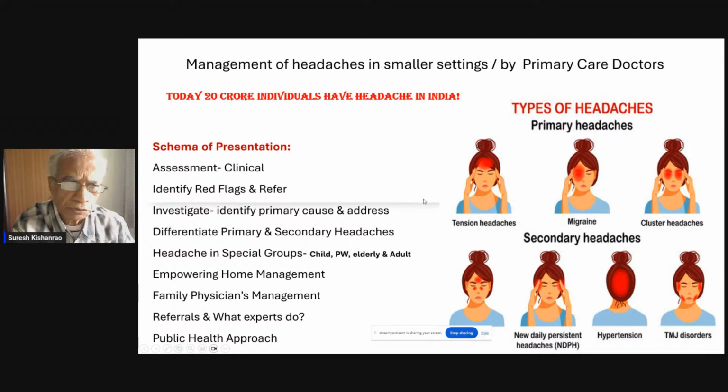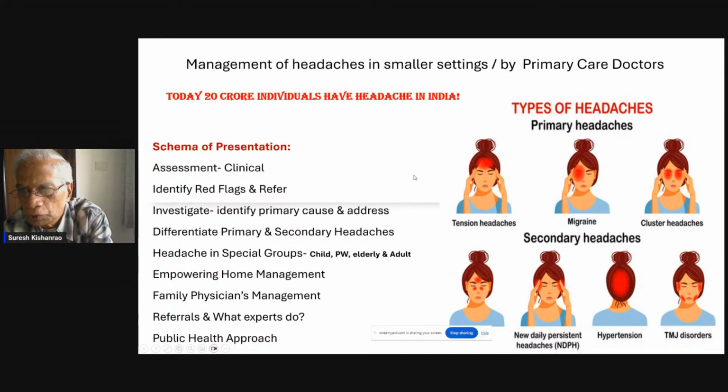So your approach should be basically to clinically assess first, and the next immediate thing you need to identify is if there are any red flags for referral. That means there is something which a general practitioner cannot manage. So first you need to identify such a condition and refer if required. But if you think there is nothing very serious, investigate and identify which type of headache it is.